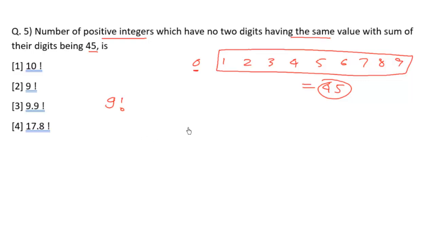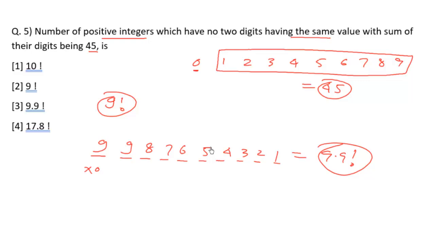Correct? If I take the 10-digit number, then we have to use 0 as well. So 1, 2, 3, 4, 5, 6, 7, 8, 9, 10. This first digit can't be 0, so obviously it has 9 possibilities. Again, this has 9 possibilities. Then this will be 8, 7, 6, 5, 4, 3, 2 and 1. So their product comes out to be 9 into 9 factorial. So we have to add both of them, which comes out to be 10 factorial. So option 1 becomes the answer.